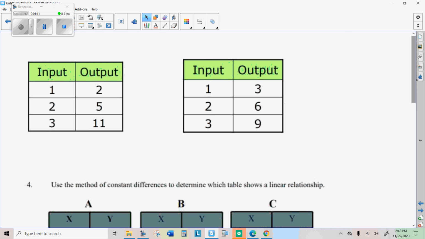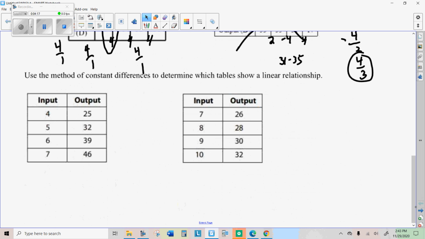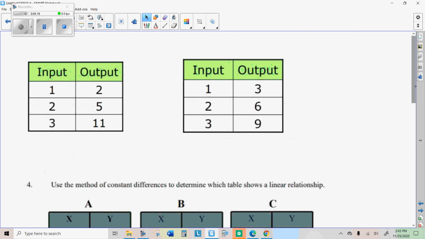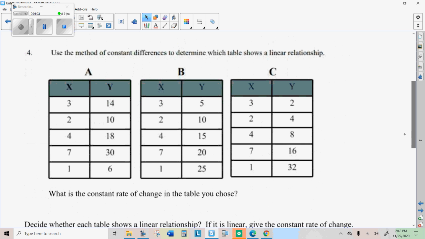For problem 3, we want to, I guess there is no problem 3. We want to do problem 4. So basically, we want to see which of these tables shows a linear relationship. So we're just going to find those constant differences.